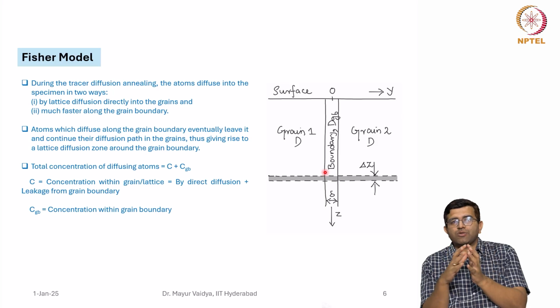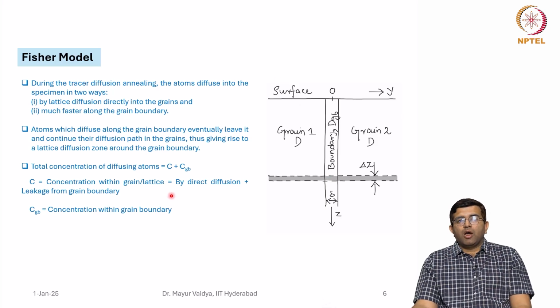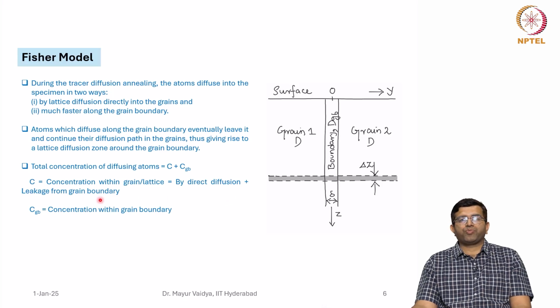So, one is the concentration within the grain, which is coming by direct diffusion, that means the source is diffusing, plus the leakage from the grain boundary. So, that means whatever has come here, it tries to move out into the grain. So, that also contributes to the grain concentration. So, the C represents the concentration within grain, which comes by direct diffusion plus leakage from grain boundary. Whereas, another concentration function CGB is equal to concentration within the grain boundary.